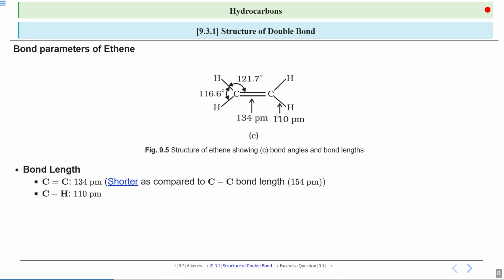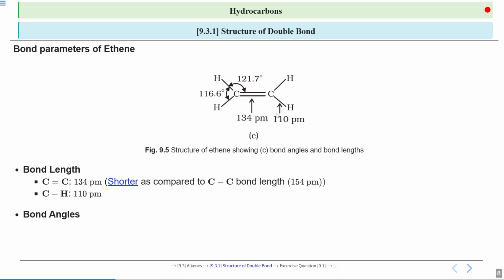Then the carbon-hydrogen bond, represented as C-H, has a bond length of 110 picometers. This is the typical bond length for C-H bonds, reflecting the strong attraction between the carbon and hydrogen.